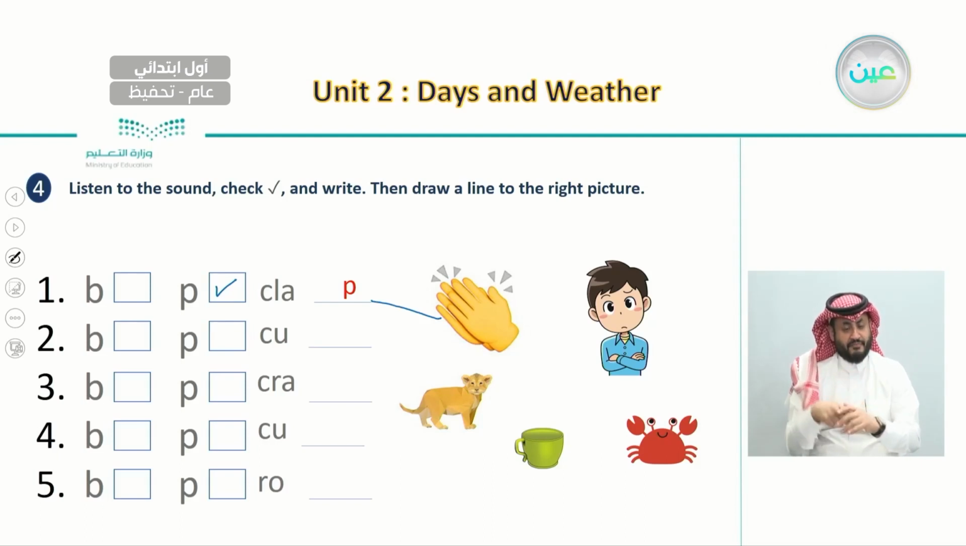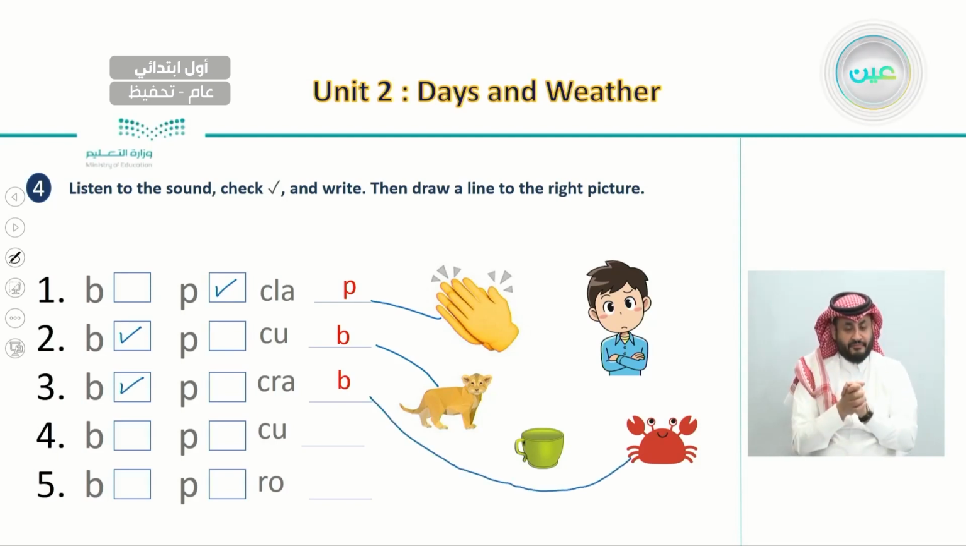And number two, cub. Cub. So cub ends with letter B, and here we match the word to the picture. Now let's listen to number three, crab. Crab. Now crab ends with letter B, and here we write letter B and we match the word to the picture.